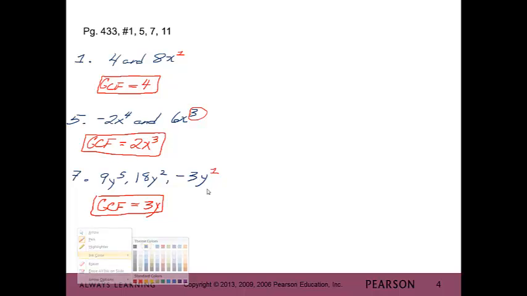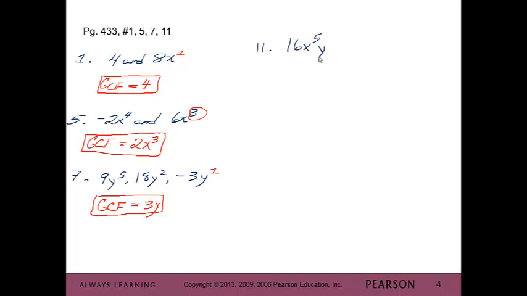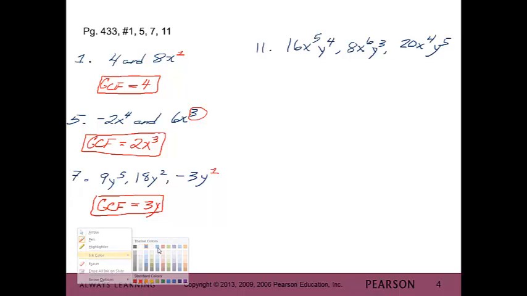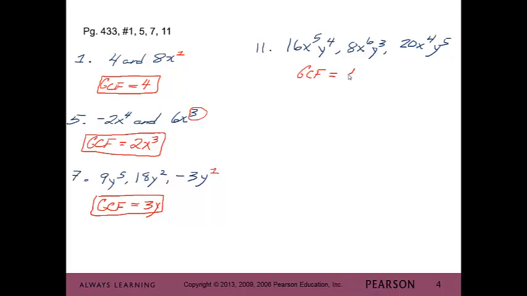And then last one, number 11. It says 16x to the 5th, y to the 4th, and then 8x to the 6th, y to the 3rd, and 20x to the 4th, y to the 5th. And again, we're looking for GCF. So let's look at our coefficients, 16, 8, and 20. And we want the largest number that would divide all 3 of them. And hopefully we've all come up with 4. 4 will go into 16, 4 will go into 8, and 4 will go into 20.